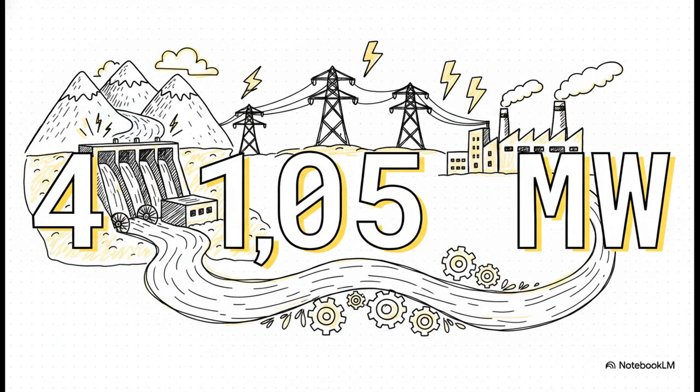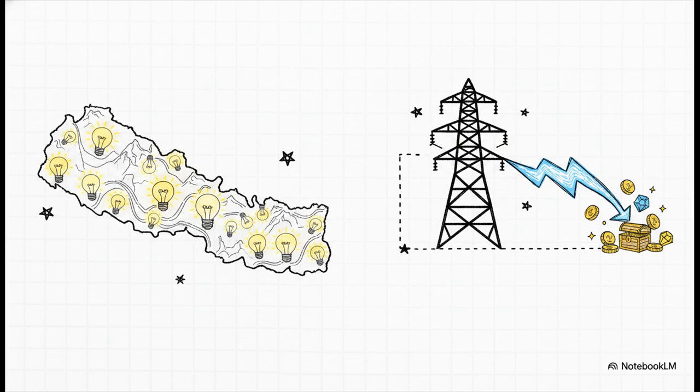foundation for future industrialization. This surge in generation has been a real game-changer, allowing Nepal to achieve near-universal electricity access, successfully connecting an impressive 99.1% of the population. Even better, this new capacity has transformed Nepal into an energy exporter. The country is now exporting nearly 3,000 gigawatt-hours of surplus power, which provides a vital new stream of foreign currency.